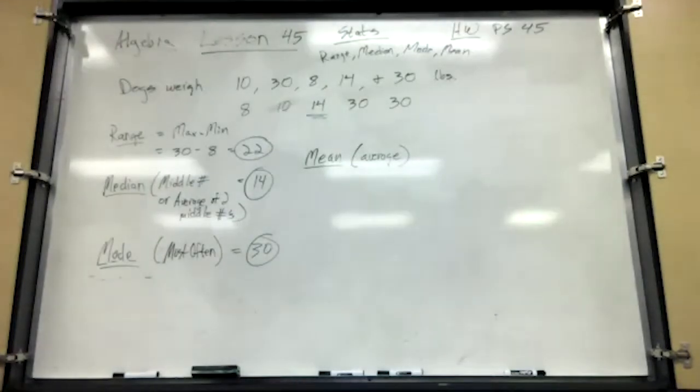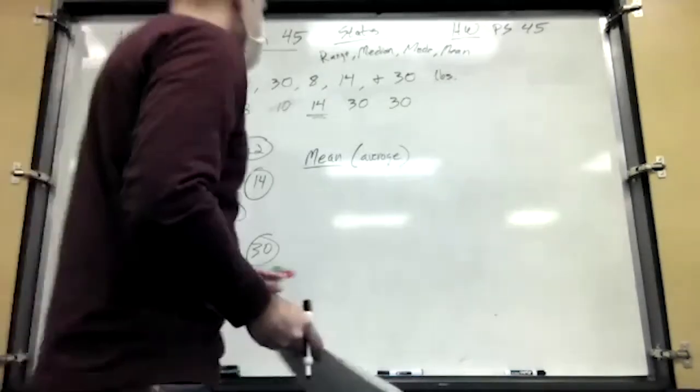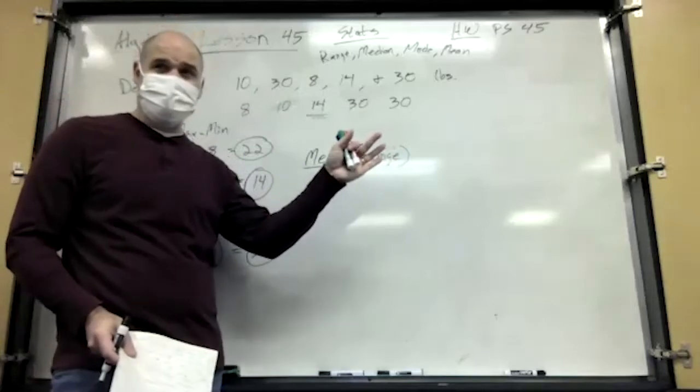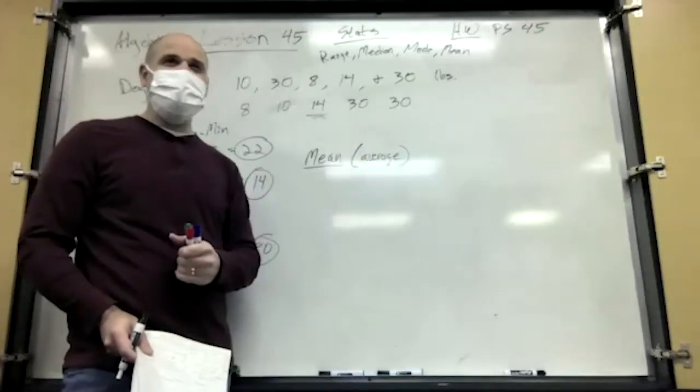And you can have multiple modes. So if you have 2 8s and 2 30s, then you have two modes, 8 and 30. But if you have 2 8s and 3 30s, then it's just 30. Okay, so the number that appears the most, if any, has to appear more than once. Okay, and if all the numbers appear twice, then all the numbers are modes.